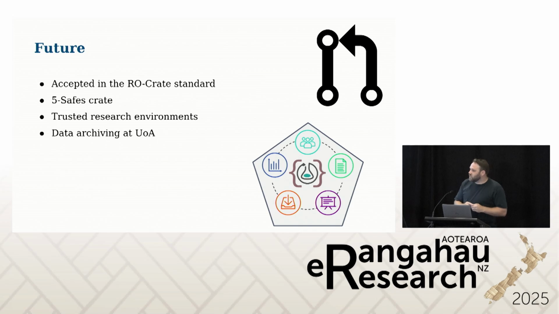James is working on getting this accepted into the RO Crate standard. It basically just adds a couple of things to the standard to encrypt things. That's the summary of what we're doing. He's also very interested in looking at getting it towards 5 safes crate. So it's another type of RO crate, about 5 safes. I don't know much about that project, but it's to do with trusted research environments. And we're also looking at using it for data archiving at the university.